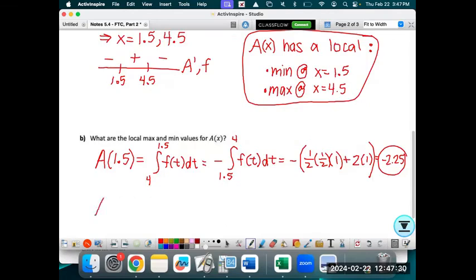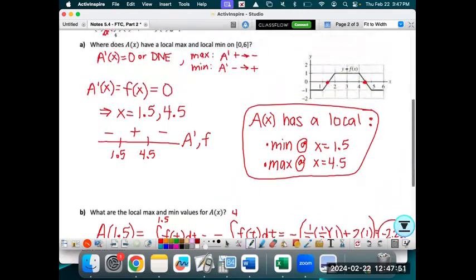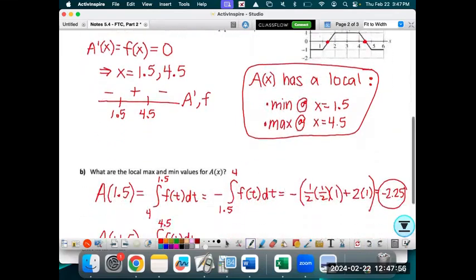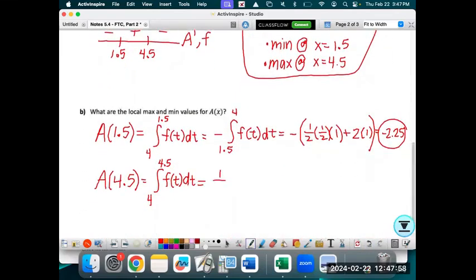And then figuring out what A of 4.5 is. Still 4 is that lower bound. I'm just replacing that x upper bound with 4.5. And keep in mind here that these bounds are in order, so I do not need to do any sign switches. If I go from 4 to 4.5, that is just the area of this little triangle right there. So that's just 1/2 times the base of 1/2 times the height of 1, and I'm getting 0.25.